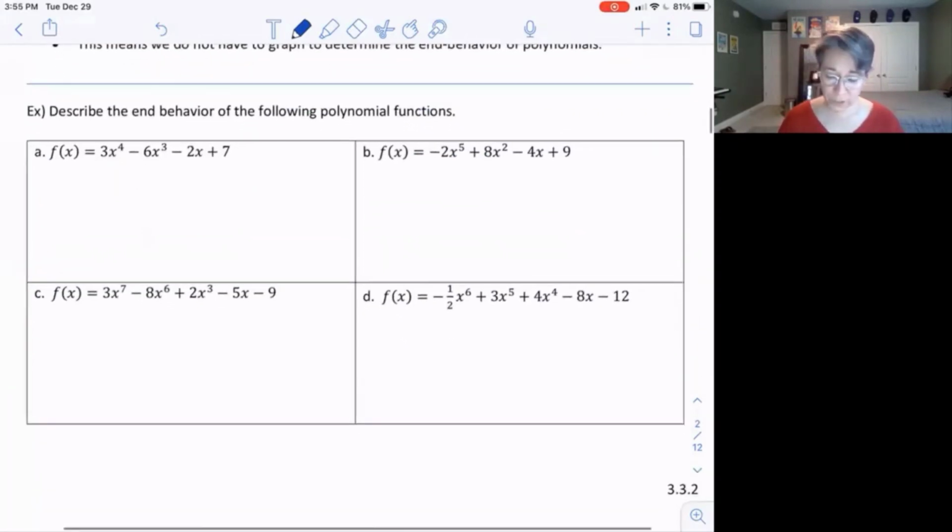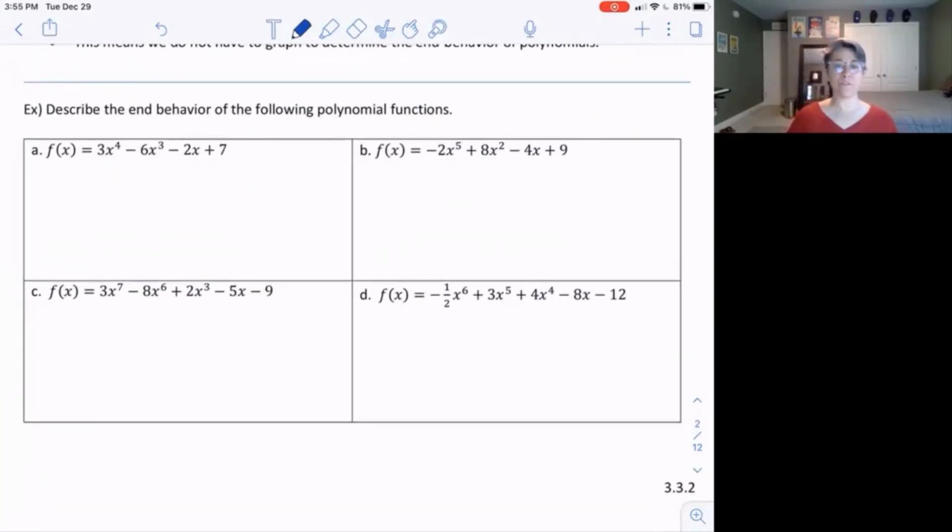We want to describe the end behaviors of the following polynomial functions. If you want to pause the video and try these on your own and then see if you get the same answer, awesome. Otherwise, we can do them together.